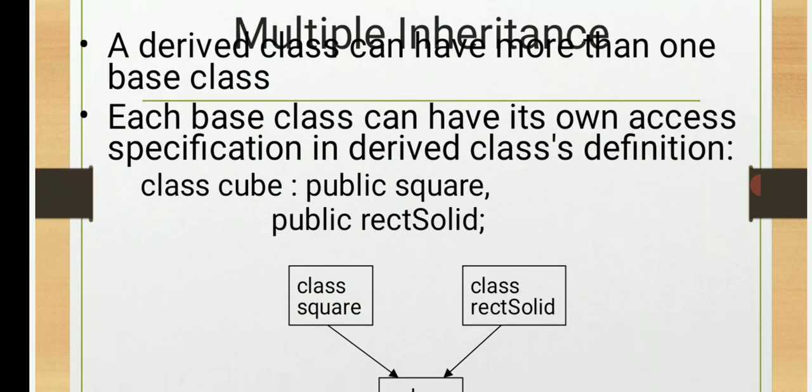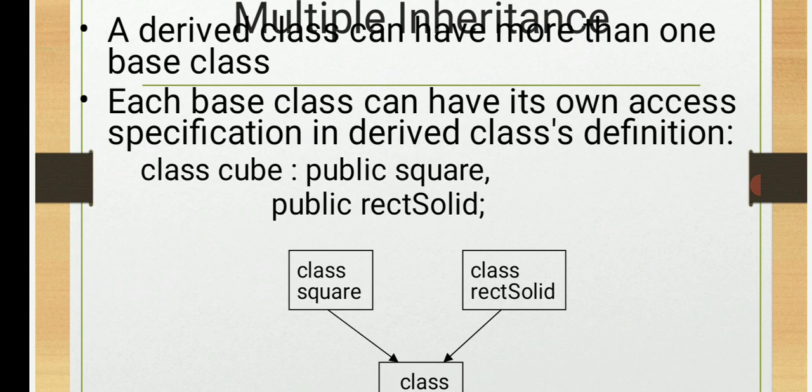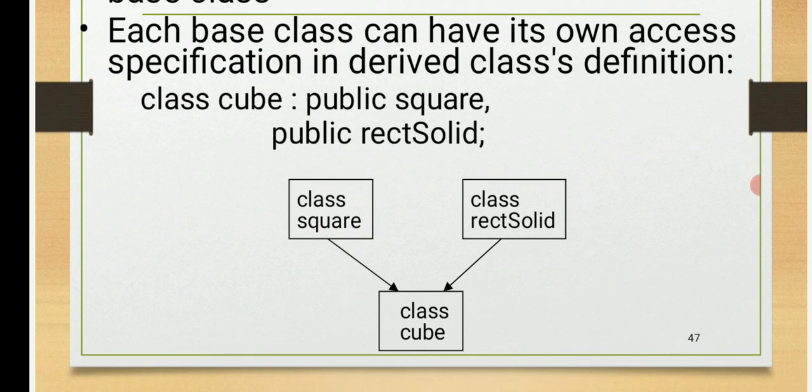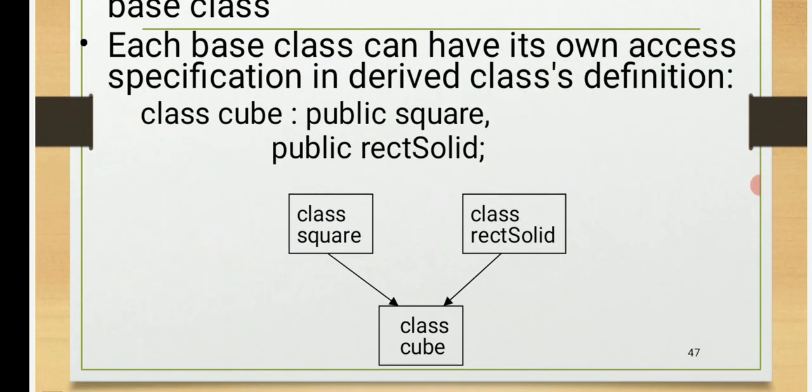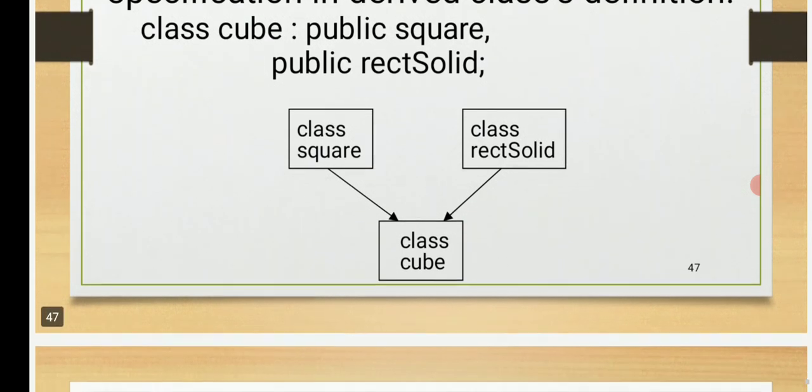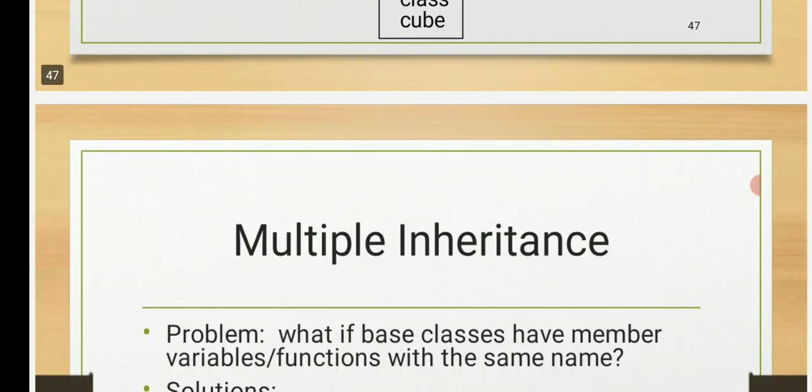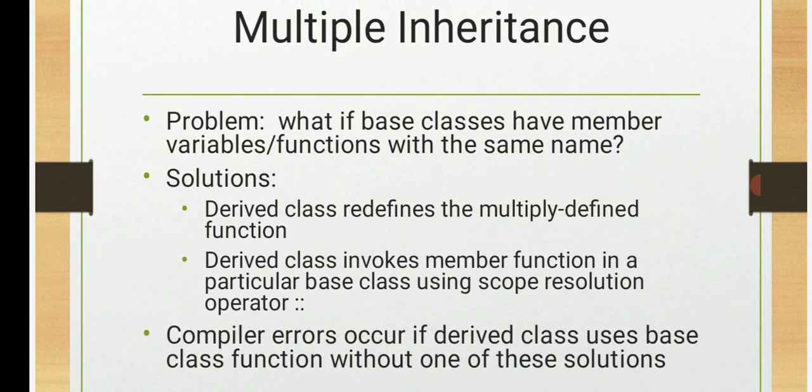Next, multiple inheritance. Multiple inheritance means we have multiple base classes and only one derived class. So automatically the subclass has the properties of both parent classes. That is multiple inheritance. That is an example of multiple inheritance. Here class square and rect solid are base classes, and class cube is the derived class. So here we have a problem.